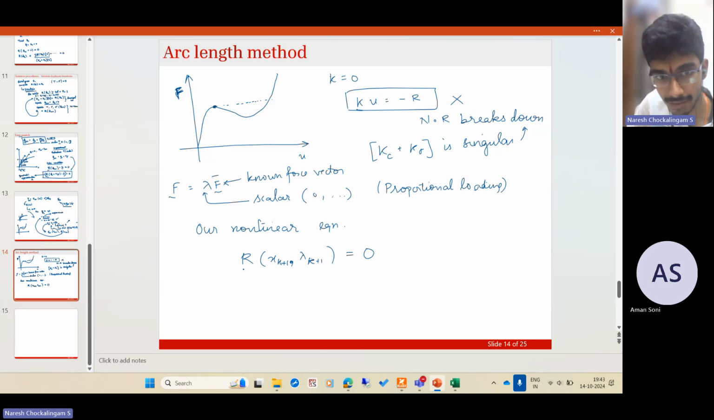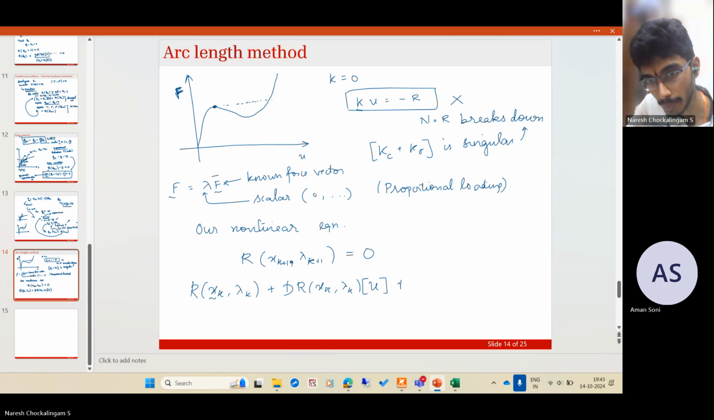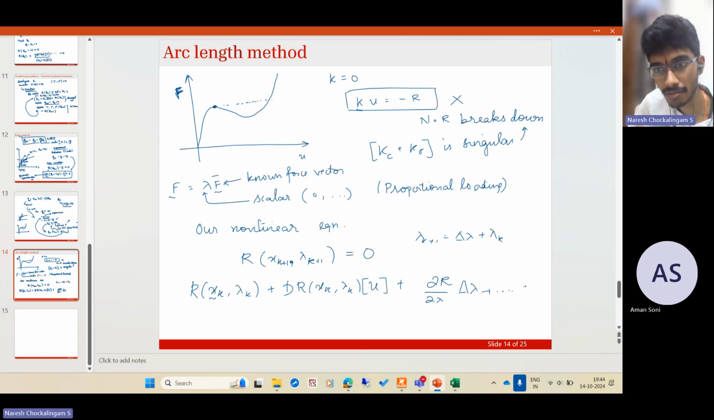But again, you can expand this in Taylor series. So it's a multivariate Taylor series. It's r of xk comma lambda k plus, with respect to xk, what do we have? It is dr of xk comma lambda k in the direction u, plus then you differentiate with respect to lambda k, which is dou r by dou lambda, let us say delta lambda. Lambda k plus 1 is delta lambda plus lambda k. And higher order terms is equal to 0.